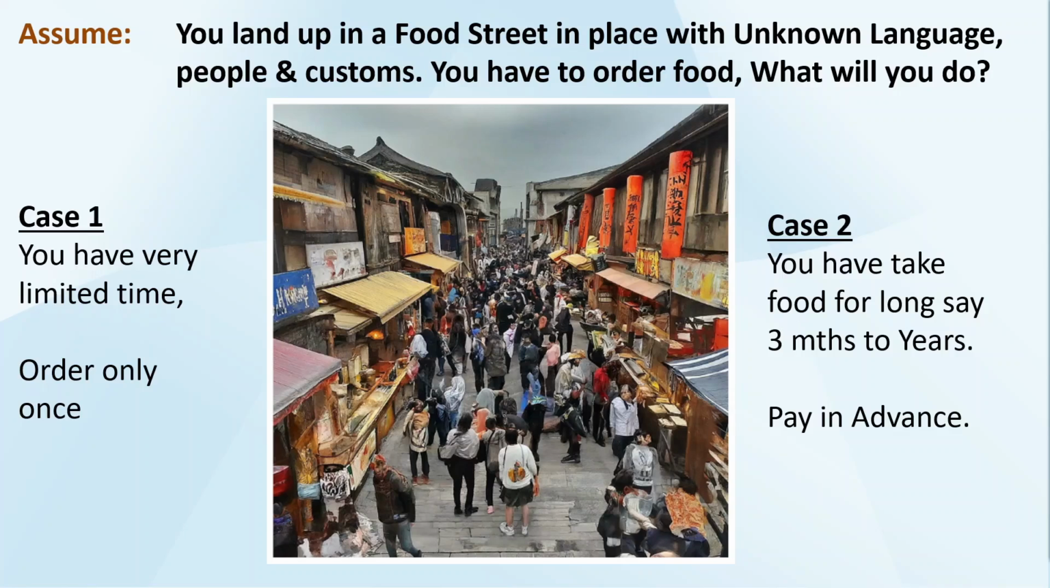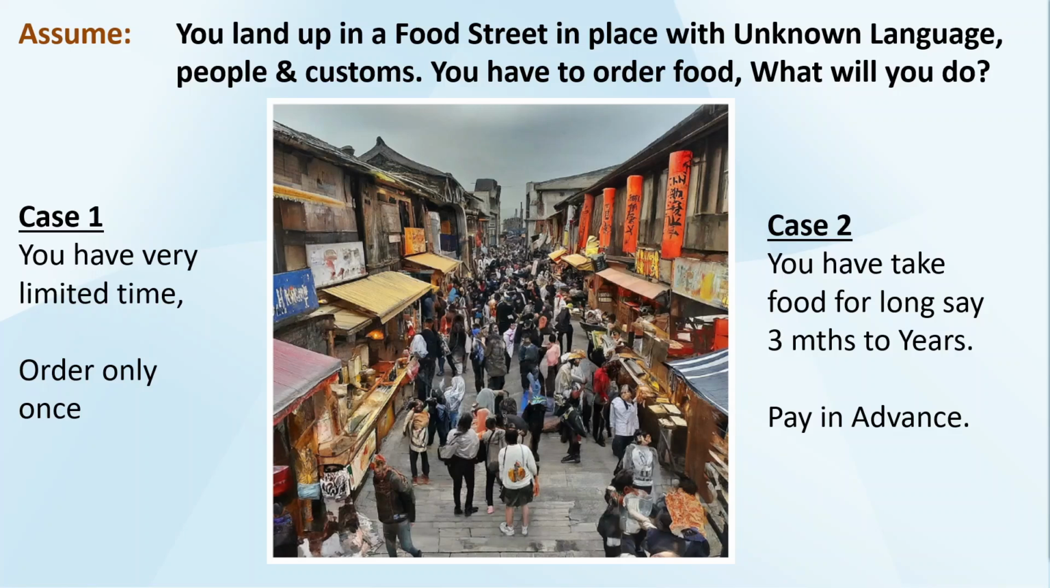and you will place the order. Whereas in the second case, as you need to take food for long, let's say more than 1 month, 2 months, 3 months, and probably years, in that case, you have ample time. So what will you do? You will go to multiple stalls. You will visit all the stalls personally.